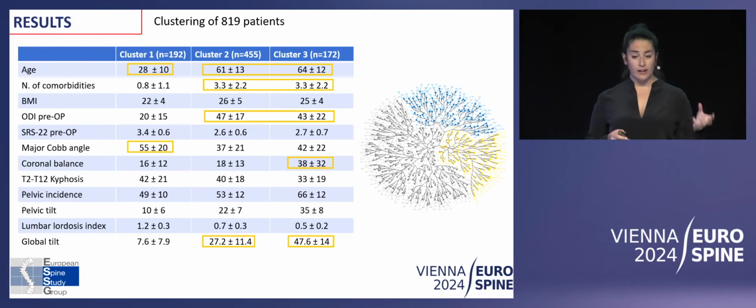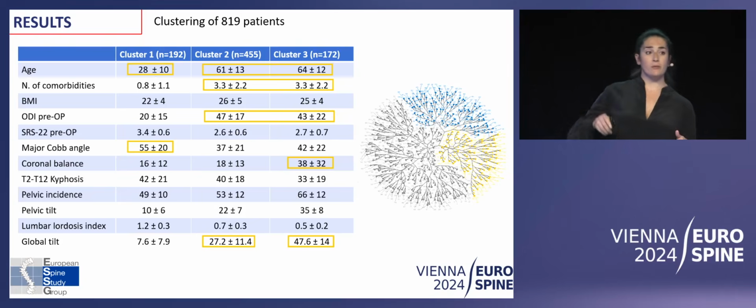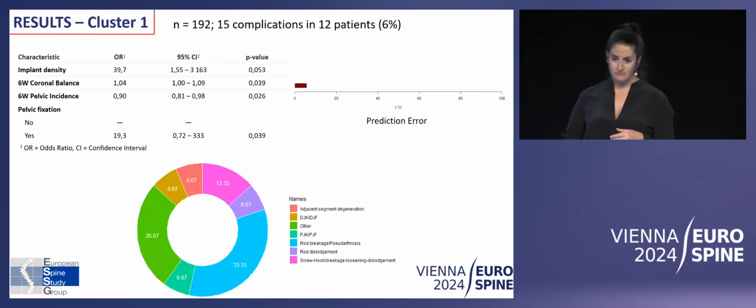Cluster number 1, younger patients, coronal deformity. Cluster number 2 and 3, older patients, mild disability. In cluster number 2, mild sagittal imbalance. And in cluster number 3, both coronal and sagittal malalignment.